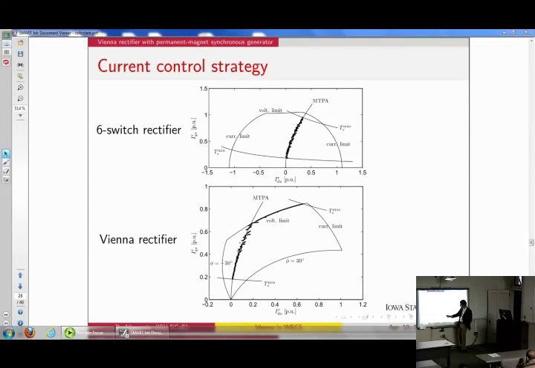So interestingly enough, the theoretical MTPA curve that is derived by looking only at the efficiency of the generator actually gives you the best efficiency for both generator and electronics together, which for me was an interesting thing to observe here. So these dots that you see there are simulation results, and they are very, very close to that MTPA.